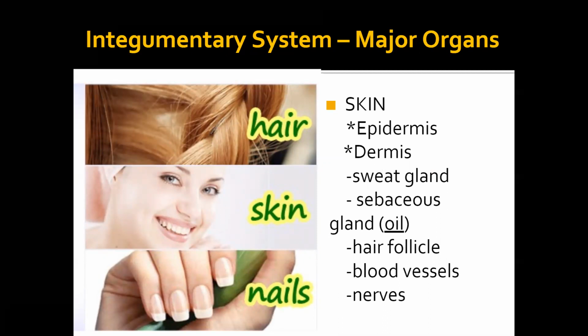Your skin consists of your epidermis, which is the outermost part that you can touch on the surface of your skin. Your dermis, which is underneath that, is going to have your sweat glands and your sebaceous glands, which are going to produce oil. It's going to have your hair follicles, your blood vessels that are stacked throughout your integumentary system, and also some nerves. Your skin is innervated. That's why you can feel pain and pressure and touch and all of that fun stuff.